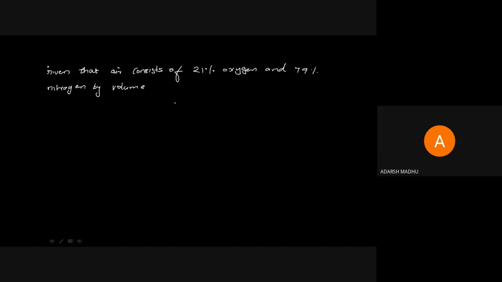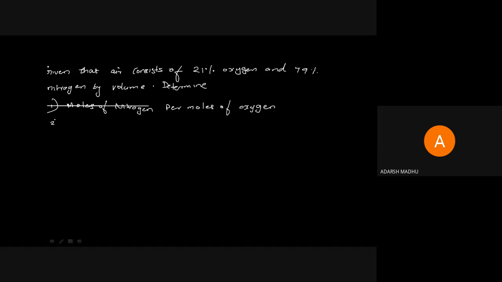Determine, first one, the moles of nitrogen per moles of oxygen. It means how many moles of nitrogen is there per 1 mole of oxygen. If 1 mole of oxygen is there, how many moles of nitrogen is in the particular air?